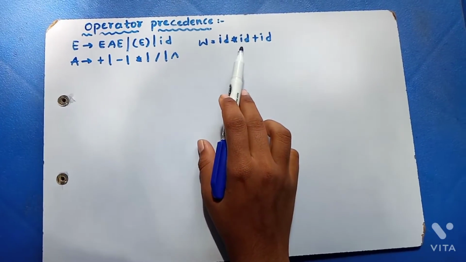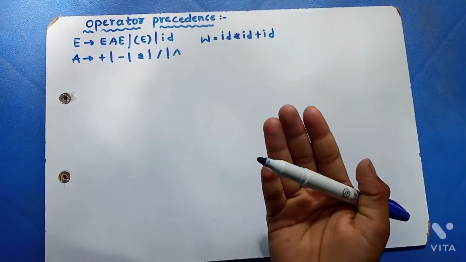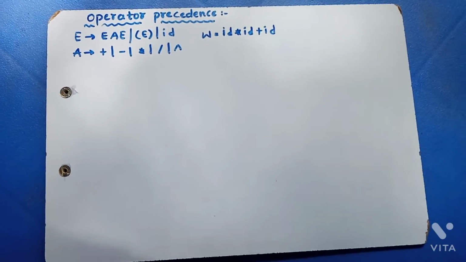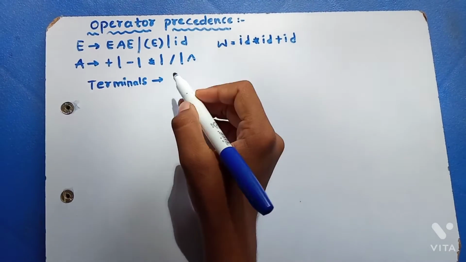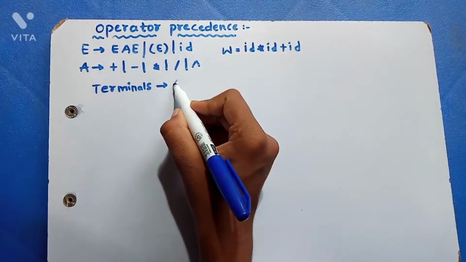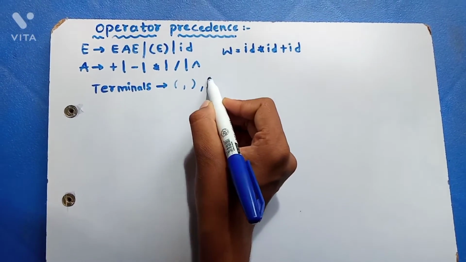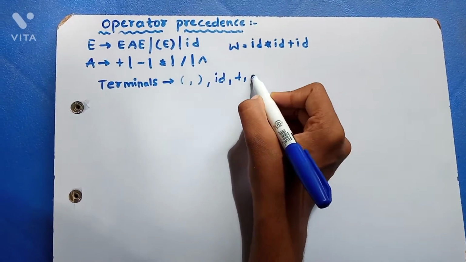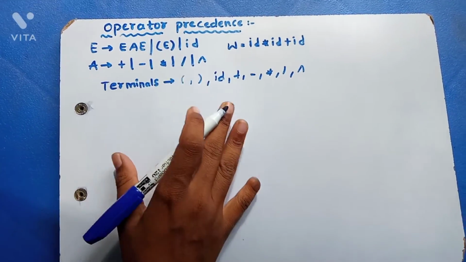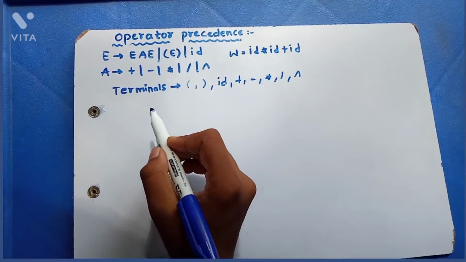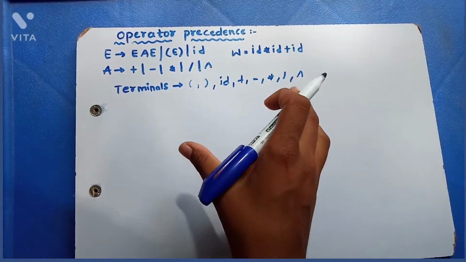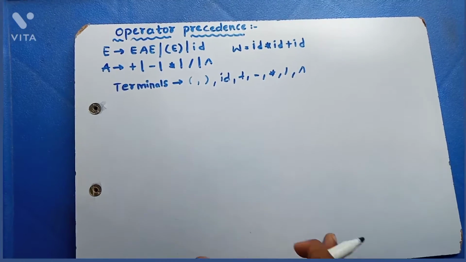Now let's see how to build an operator precedence table using this grammar and how to verify that string. First let's write what are the terminals present in the given grammar. If you see, there are open bracket, close bracket, id, plus, minus, multiply. These are the terminals present in this grammar. So write those terminals, and based on the terminals write the operator precedence table.